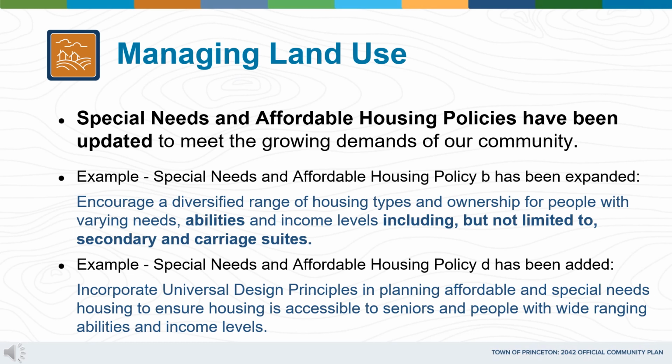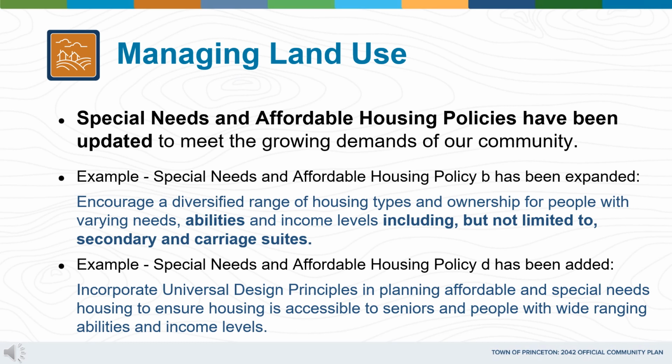One example to highlight is the expansion of Special Needs and Affordable Housing Policy B. You can see what has been added to this policy by the bold text. We've gone from "encourage a diversified range of housing types and ownership for people with varied needs and income levels" to "encourage a diversified range of housing types and ownership for people with varying needs, abilities, and income levels, including but not limited to secondary and carriage suites."